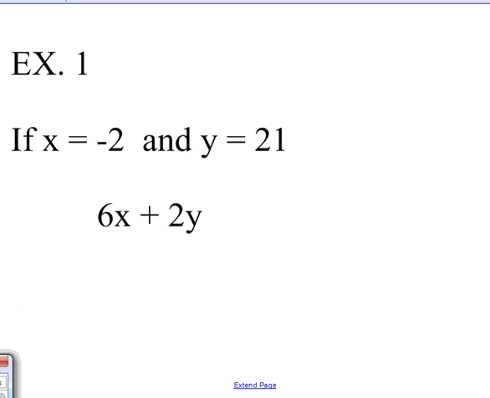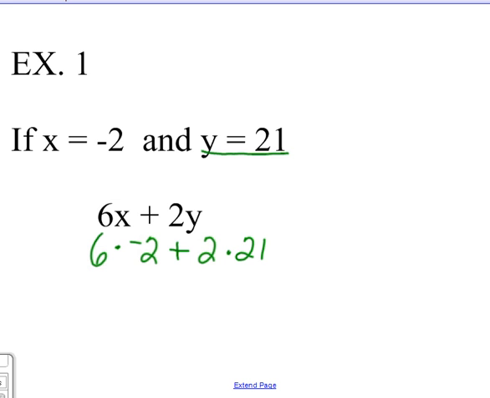So now we're going to do some practice problems. Example 1. If x equals -2 and y equals 21, let's simplify the expression 6x plus 2y. The first thing we're going to do is substitute. 6x means 6 times x. So 6 times -2. You can use the dot or you can use the parentheses. Bring down that plus sign. And then we have 2 times y, and y is 21. Again, you can use the dot or you can use the parentheses.